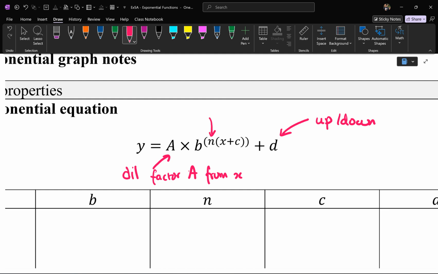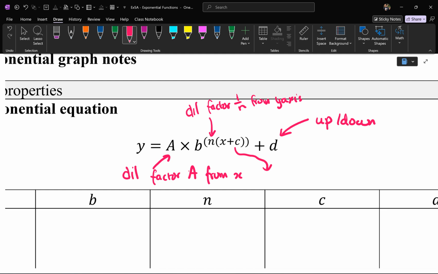And what is this n? Let's go with Noah. N, that's from the y-axis, but I think you have to flip it over, right? So it's 1 on n. Very good. Dilation of factor, in this case, is 1 on n from the y-axis. Very good. And then finally you got your C, which represents what?